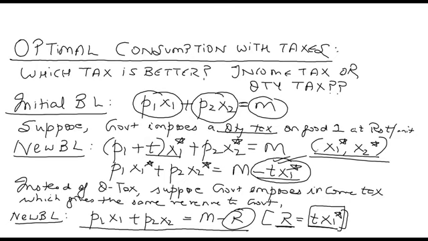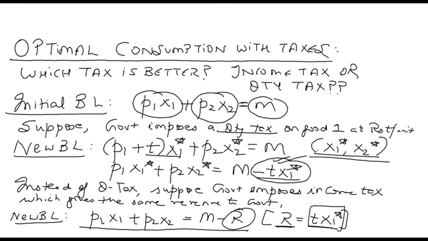So I hope the equations are fine to everyone. The initial budget line is P1 X1 plus P2 X2 equal to M. When the government imposes a quantity tax on good 1 at the rate of rupees T per unit, the new budget line will be P1 plus T times X1 star plus P2 X2 star is equal to M. T X1 star I bring to the right hand side. X1 star and X2 star denote the optimal bundle you are actually buying, which depends on both your indifference curve and budget line tangency.